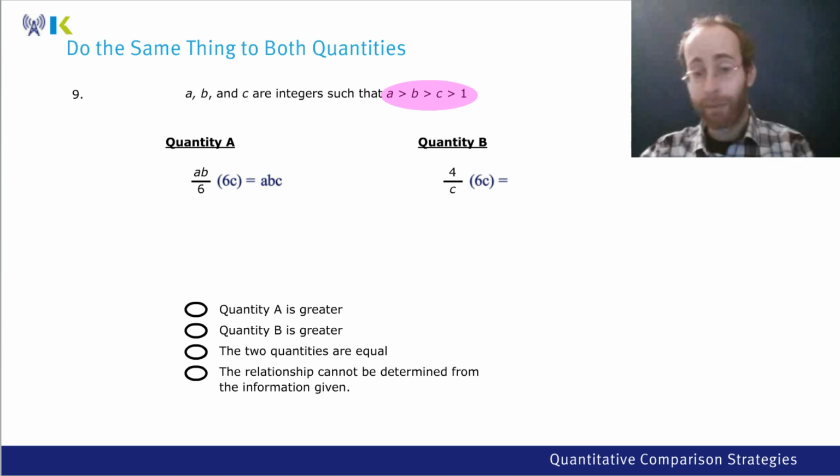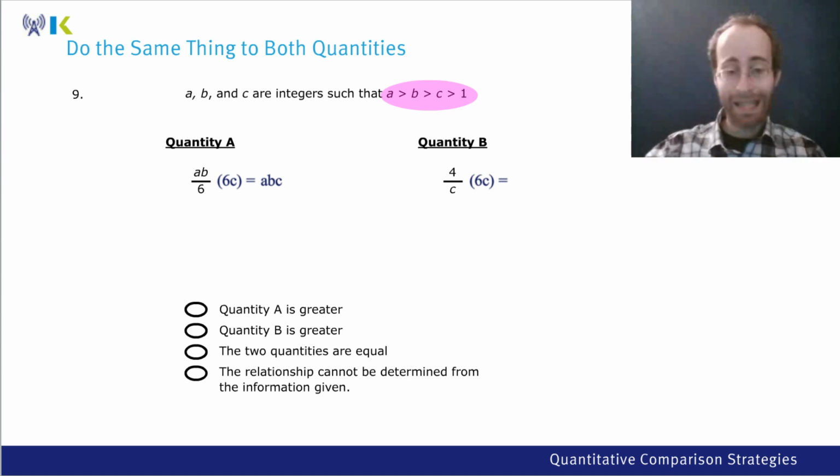In quantity B, when I multiply both quantities by C, the C's cancel, but the 6 is still there. So I have 4 times 6, which is 24. So at this point on test day, let's think about how 24 compares to ABC. Tell me please in the chat, what's the smallest that you can do for A, B, and C? How low can you go?